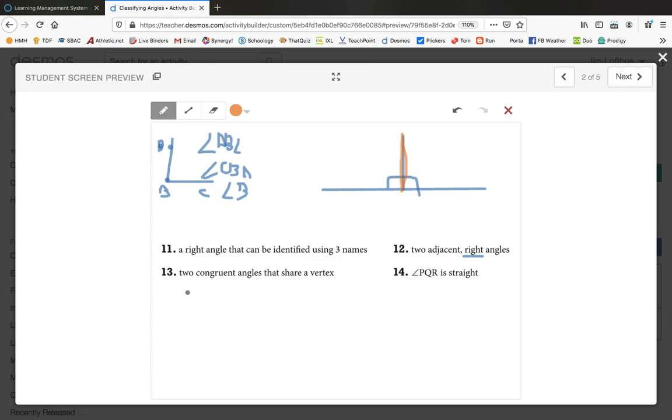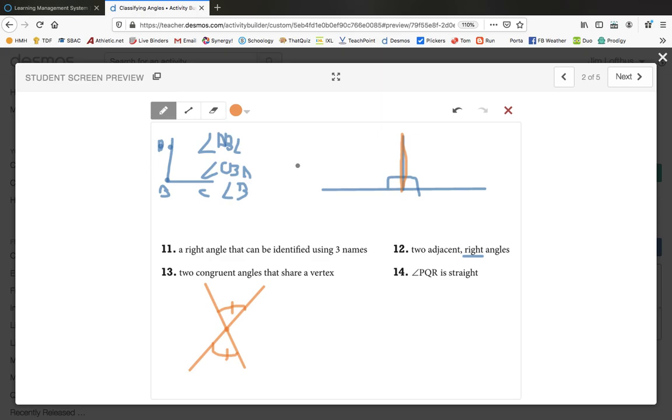Okay, 13, two congruent angles that share a vertex. If I just cross, oops, I switched colors. If I just cross two lines, then they share this vertex. And that angle is automatically the same measure as that angle. So we can put like a little mark like that.